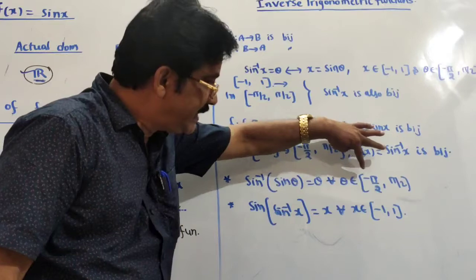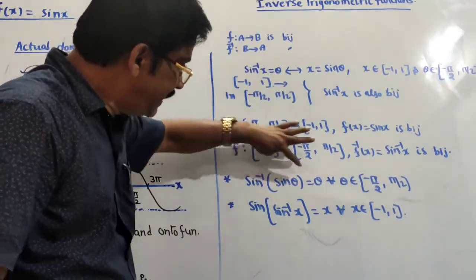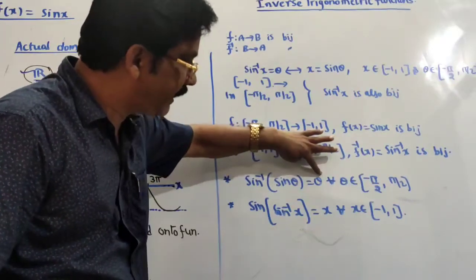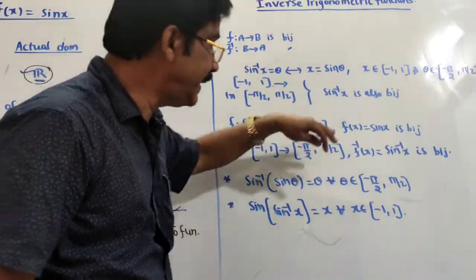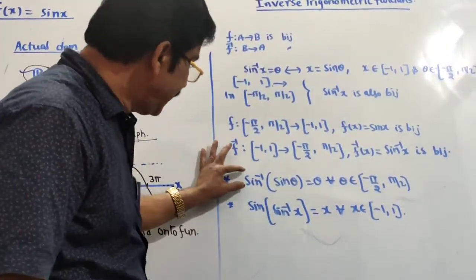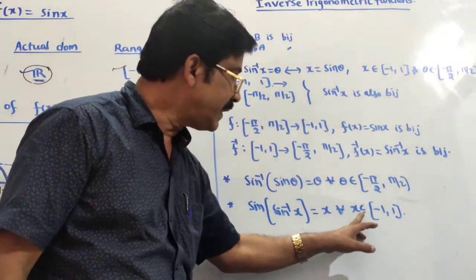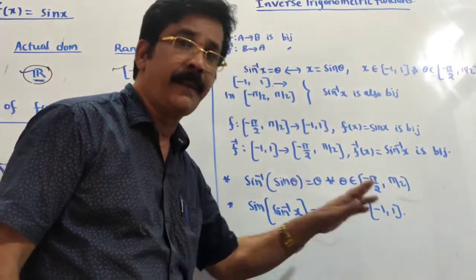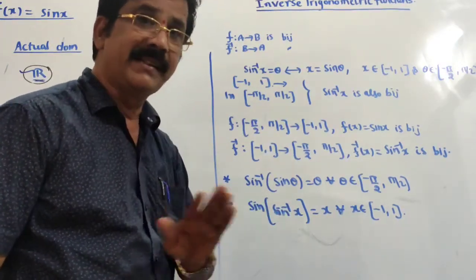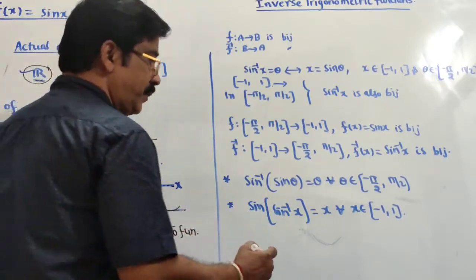If theta is not in this area, then we should not write sin inverse of sin theta is equal to theta. We should not write that. What I am telling is that if theta is in this area, then only we can apply this formula, otherwise it is not true. Similarly, if x belongs to this area, then only sin of sin inverse x is equal to x, otherwise it is not equal to x. Okay, I will explain with some beautiful examples.